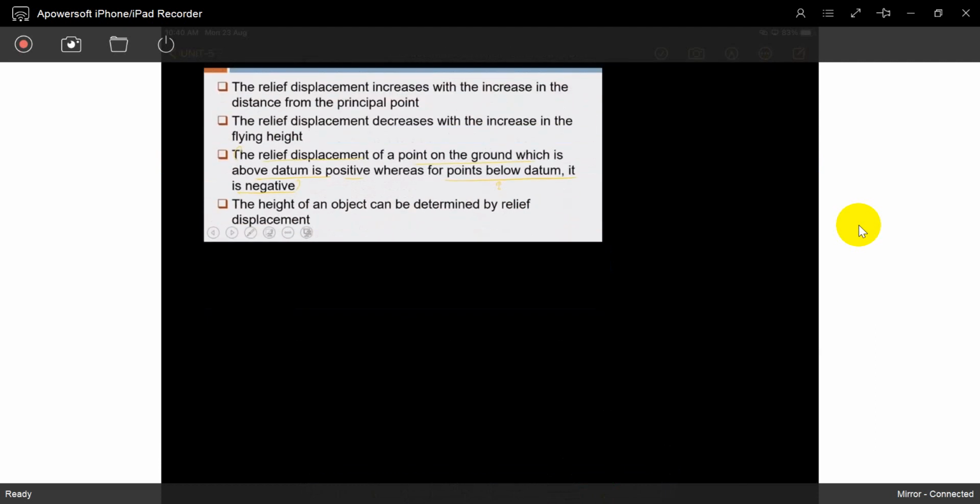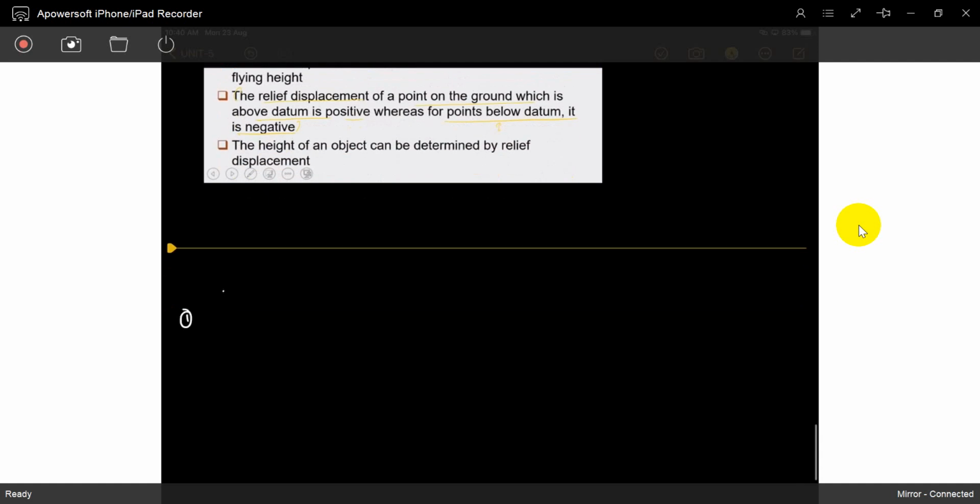Now we will see some problems. Very small problems. There are no long problems here, just objective questions.